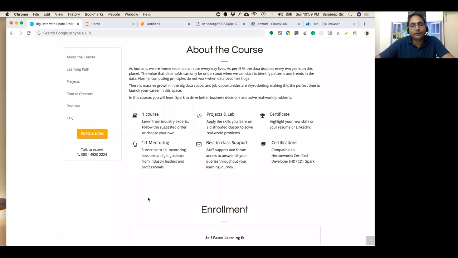There are a lot of resources on CloudX Lab. We are dedicated to helping people in the new age technologies, and there are a lot of users and many people who are working with us. Many of our learners are helping each other.